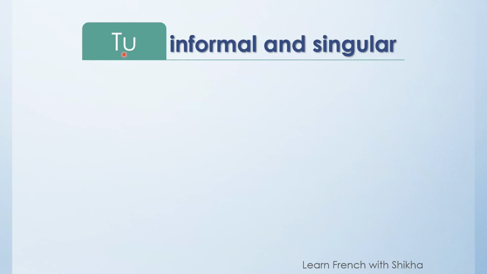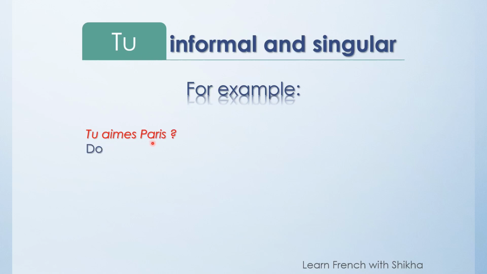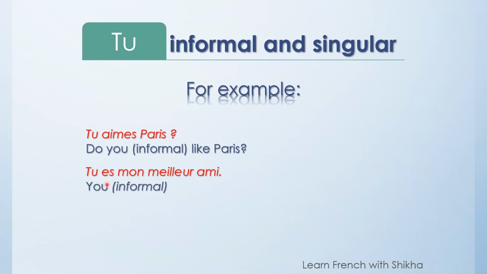Let's discuss through examples. For example, "Tu aimes Paris?" Do you like Paris? So here we are talking to one person, singular, and it's an informal sentence. We have used tu. "Tu es mon meilleur ami." You are my best friend. So you're talking to a friend, it's an informal sentence, and you're talking to one person, ami, singular, so we have used tu.